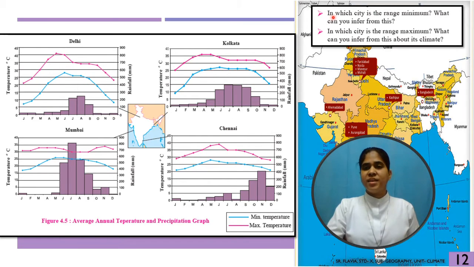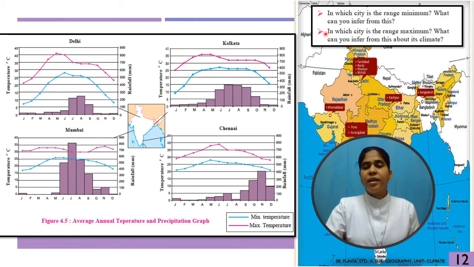Question. In which city is the range minimum? What can you infer from this? It means, what is your conclusion? Infer means conclusion. If you look at Delhi, Kolkata and Mumbai, you see a lot of variations in the temperatures. But in Chennai, the variations are very low as compared to the other three cities. So we can say that Chennai has an equable climate.